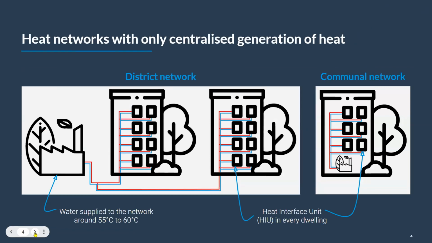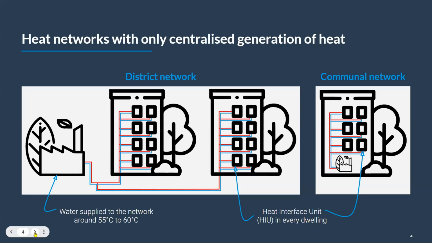I appreciate I'm skipping a bit of a history lesson now by not starting with first generation heat networks way back in the 1880s. So when I talk about heat networks with only centralized generation of heat, I'm talking about fourth generation heat networks that we're building in the UK today. These networks have a very obvious heat generator, like a boiler or a large scale heat pump that might be in the basement of a building or in a plant room on the site.